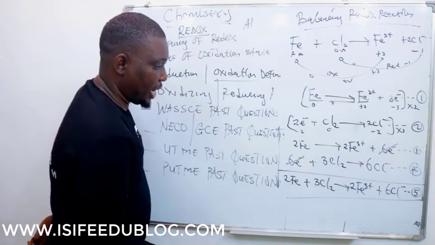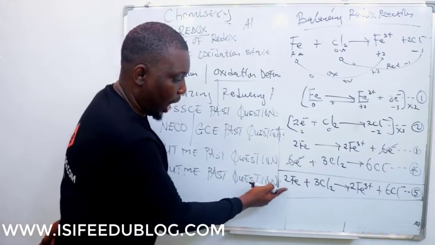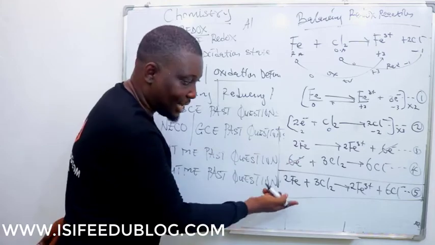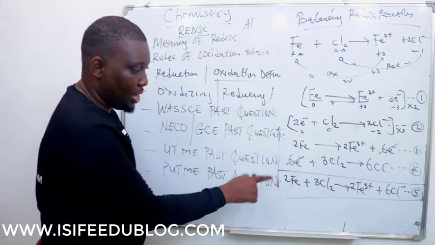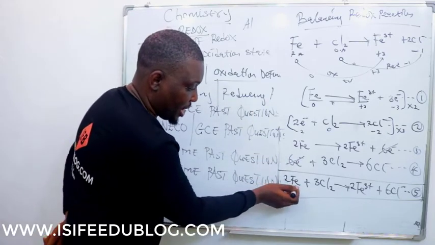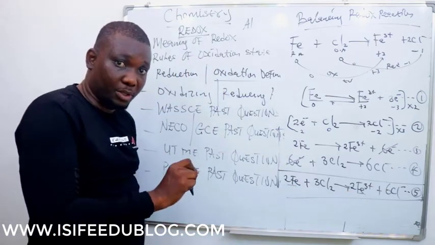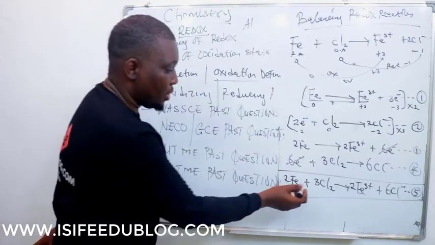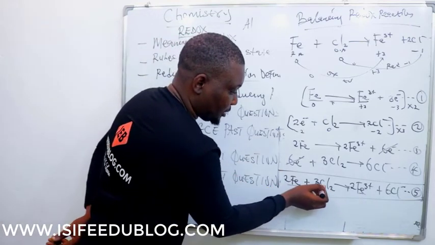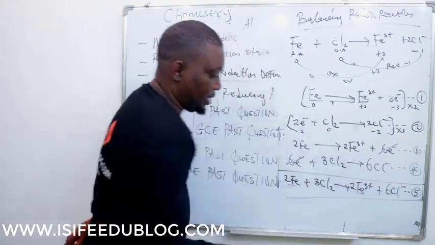But I always want to check 2 things in this reaction. I'll check if the atoms are balanced, and I'll also check if the ions are balanced. So atoms first. How many Fe do we have here? 2. We have 2 here. Forget about the charge for now. We check the number of atoms, whether it is balanced, before we go to charge. Here we have 6 chloride, 3 times 2, 6. We equally have 6 here.